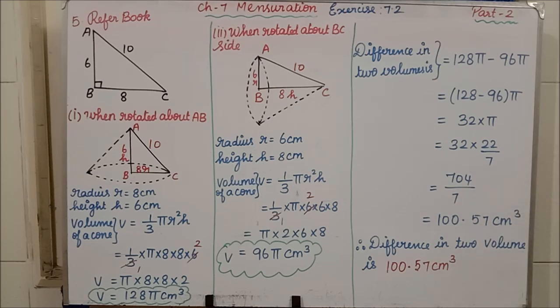So write the last line. Therefore, difference in two volume is 100.57 centimeter cube. That is the difference in two volume of the cone. Students, when I am multiplying and dividing, since I don't have the space, I am not doing it. But you have to do it in your classwork. Only then you will get the practice of solving it. Clear students, all of the fifth question?